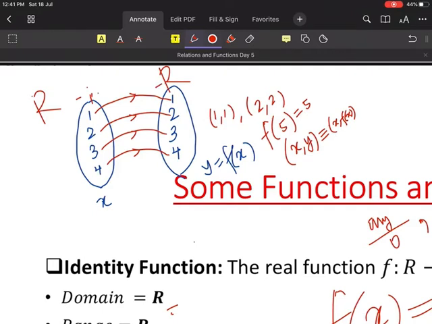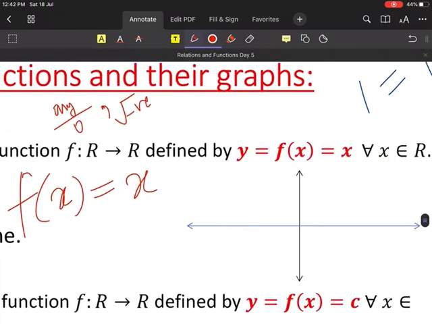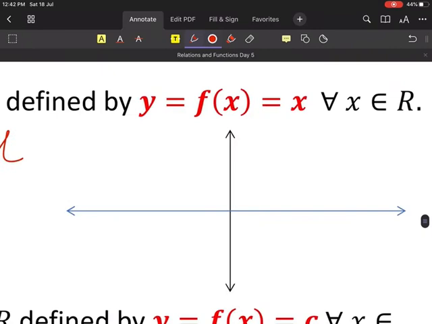Because if I write minus 1 in here, and minus 1 in here, because it's a real number, they will also be mapped. Yes or no? So every single element on this side will have the same image on this side. So if this one is R, this one is also R, real numbers. Am I clear?